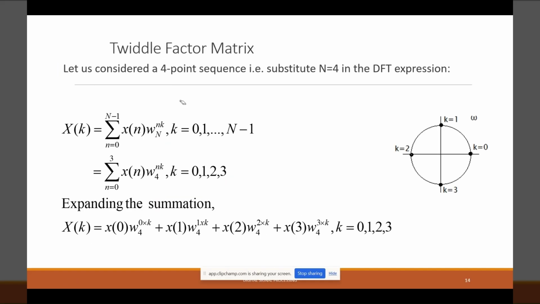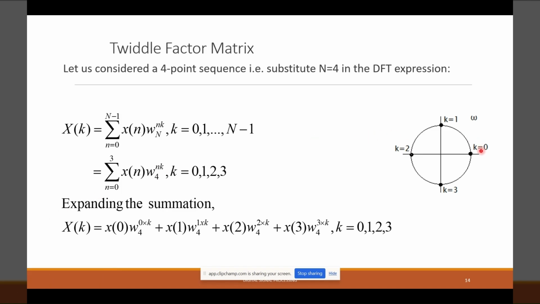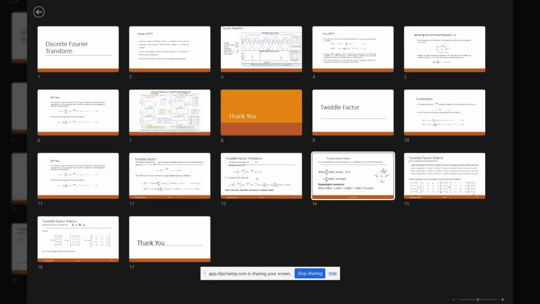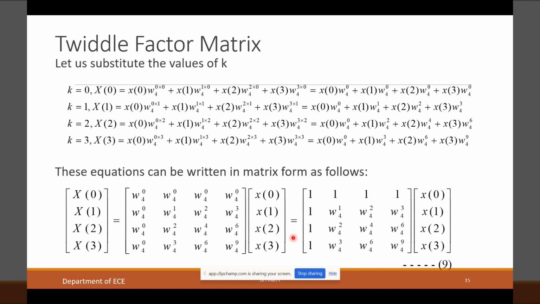So let us consider a 4-point sequence. I have already told you in the previous video lecture that k represents the number of samples starting from 0 to N minus 1, that is 0, 1, 2, 3. It is a 4-point sample, so there are 4 samples in the frequency domain. When we expand from 0 to 3, we get x of 0, W0 of 4 to the power k, x of 1, W4 of 1k, x of 2, W4 of 2k, x of 3, W4 of 3k. Similarly, we have to find this for X of k0, k1, k2, k3, so we will get 4 equations like this.